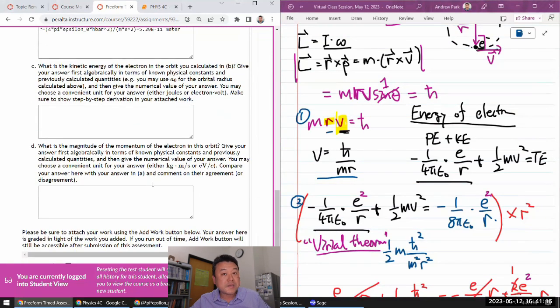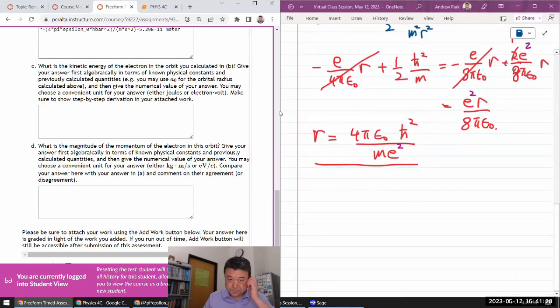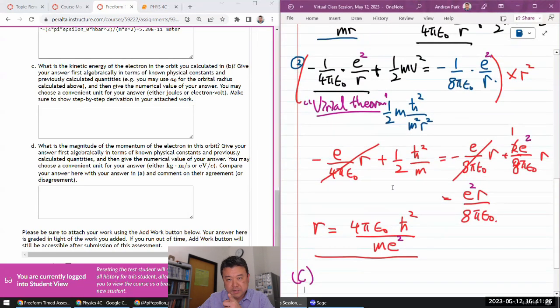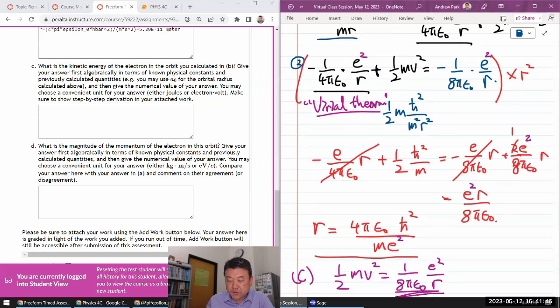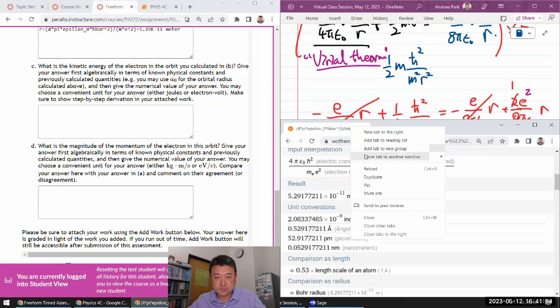It asks, what is the kinetic energy of the electron in the orbit you calculated in B? So that is actually a lot easier. I happen to know that 1 half mv squared is going to equal this thing positive, e squared over 8 pi epsilon naught r. This I can calculate without having to calculate v first. So let me do that.